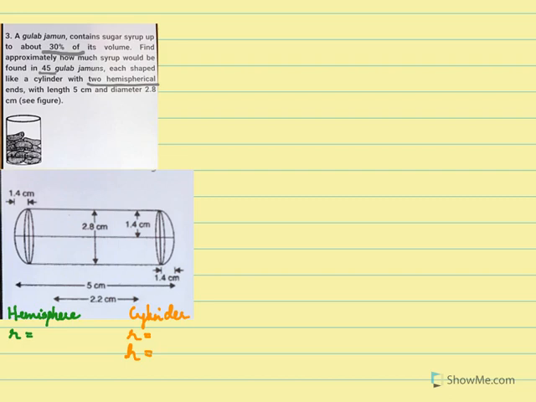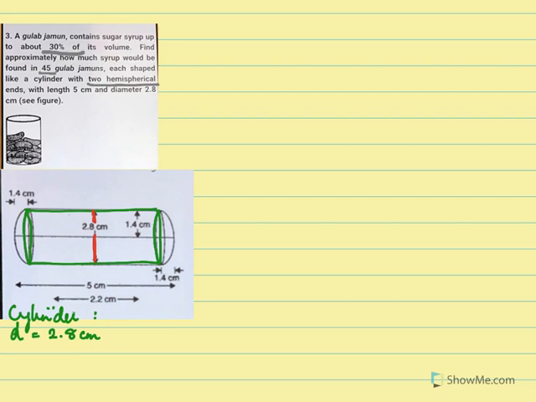So we have two shapes. One, we have the cylinder here. This is the cylinder. And of this cylinder, the diameter is given, 2.8 centimeters. Here's the diameter, 2.8 centimeters. Therefore, the radius will be 1.4 centimeters.